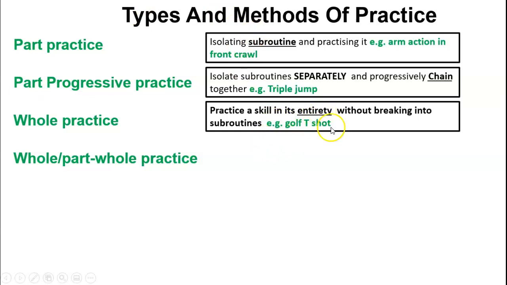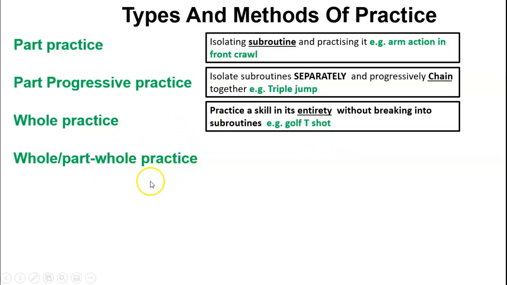Okay, and then from there, without breaking it into subroutines. An example of this would be a golf tee shot. Okay, so you cannot break that down into subroutines, as we know from a high organisation skill. So that's a perfect skill to practice as a whole in whole practice. Okay, the final thing we're going to have a look at is whole-part-whole practice.